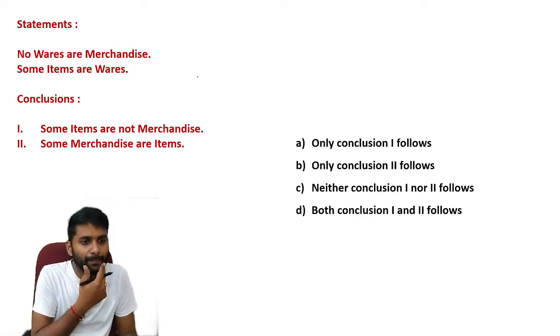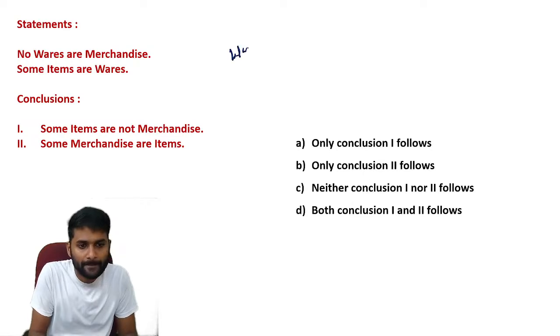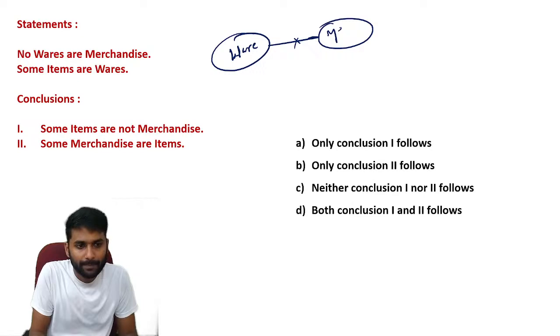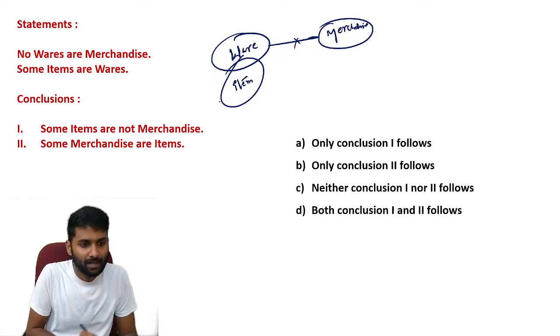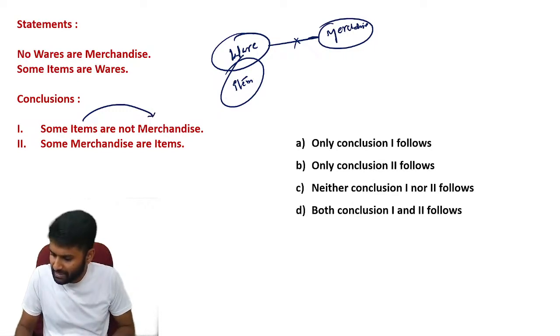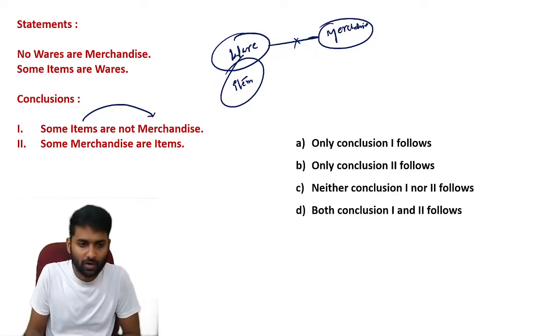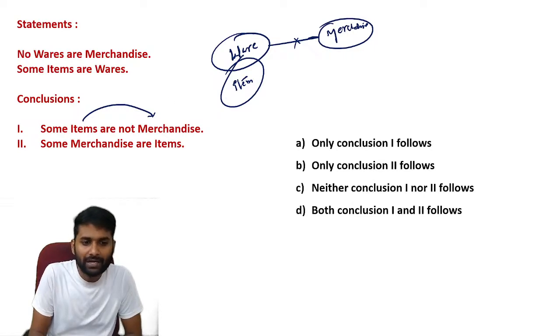No wares are merchandise and some items are wares. Let's take that: no ware is merchandise. Some items are wares. Let's go through the conclusions. Some not. I told you many times, if there is any some not, you should verify the all. Let's check with this: all items are merchandise.